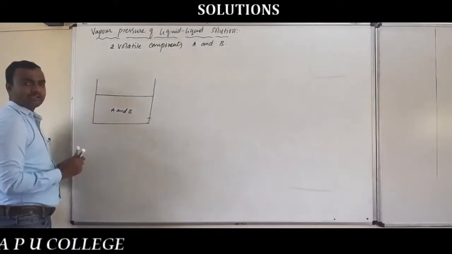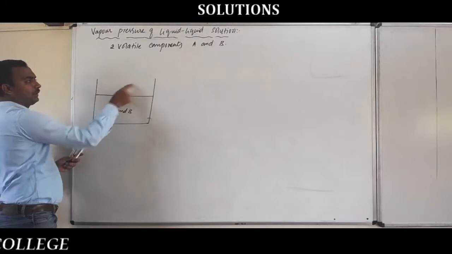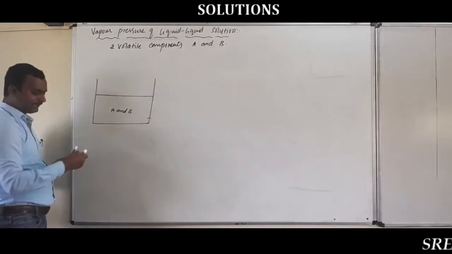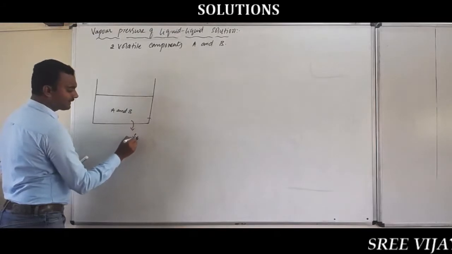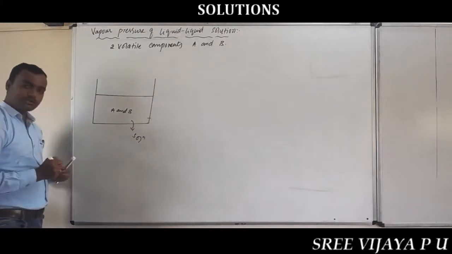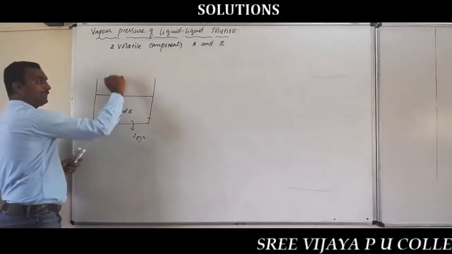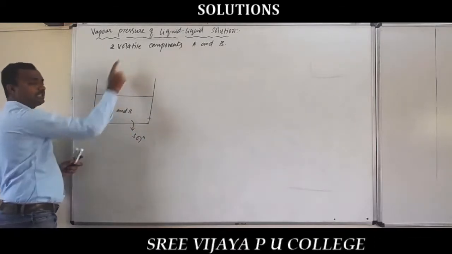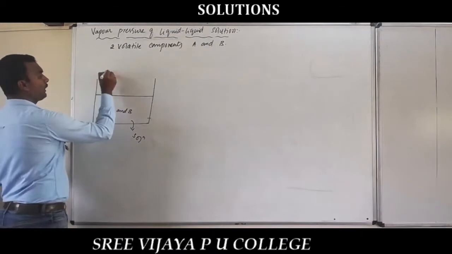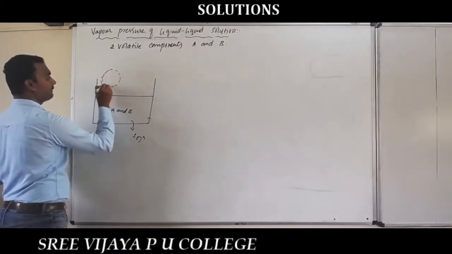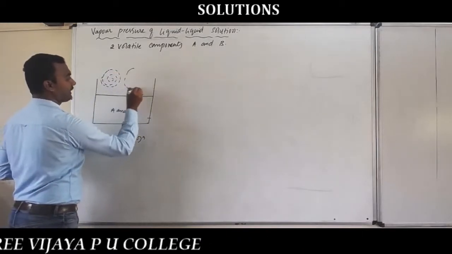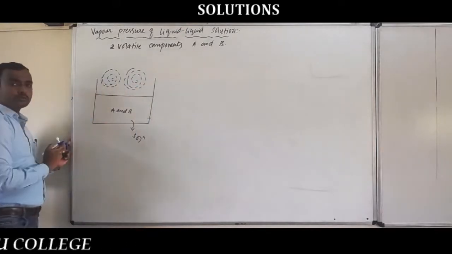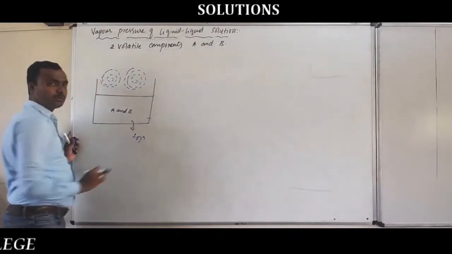So when we say volatile, we'll get the vapors of each component above the solution phase. Again, A and B are mixed, so definitely this phase is the solution phase. Both form a liquid solution. So what happens above the liquid surface, or the solution phase? Since both components are volatile, we'll get the vapors of component A as well as the vapors of component B. Let us take these as the vapors of component A and these as the vapors of component B.